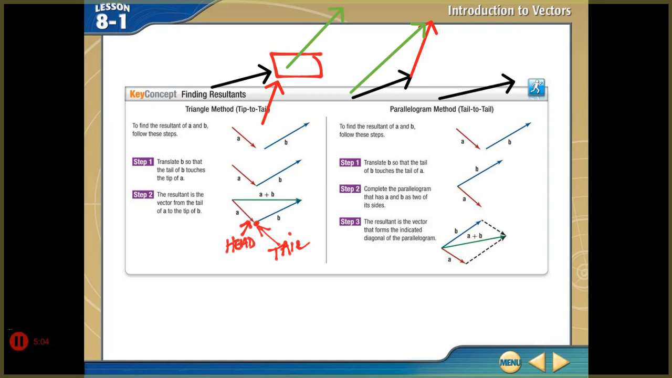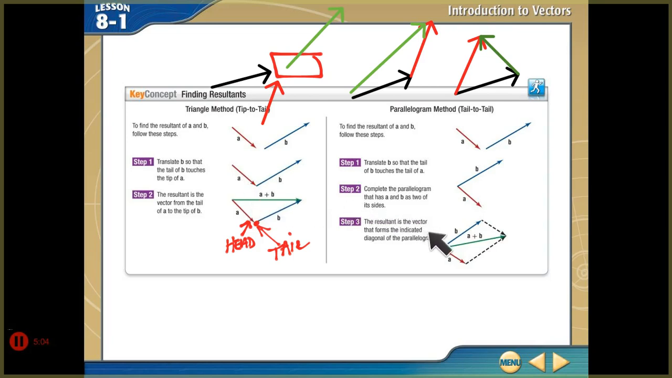I'd have the black like that, and then I'd have the red tail to tail like that, and then my resultant vector would be weird. It'd be going the wrong way. It'd be going over there. That's not what it looks like. Again, if you have a box that you're pushing on in these directions, it's not going to go backwards. Doesn't make any sense. So again, you keep them together with head to tail.